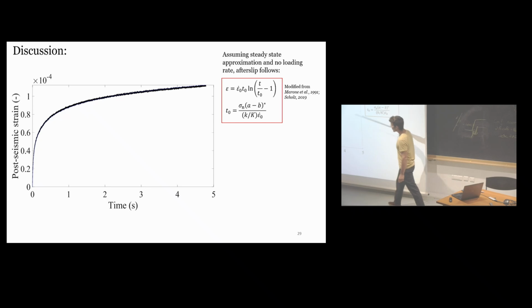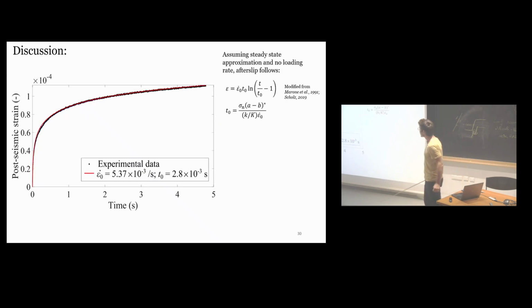Our initial strain rate, so the strain rate at the onset of post-seismic deformation, and the critical time, T0, that is a function of the normal stress on our fault, the apparent rate and state parameter A minus B, and some elastic constant that we measure in the lab. We also measure the normal stress on our fault, so basically we measure more or less everything except A minus B. If we try to fit those data with this equation, we obtain a pretty good fit. So we are really pretty satisfied with this equation to fit our data.